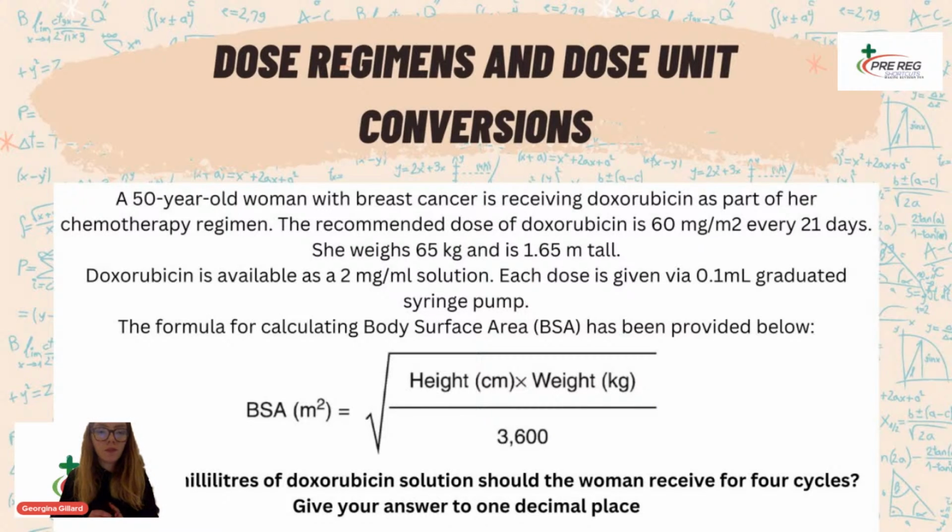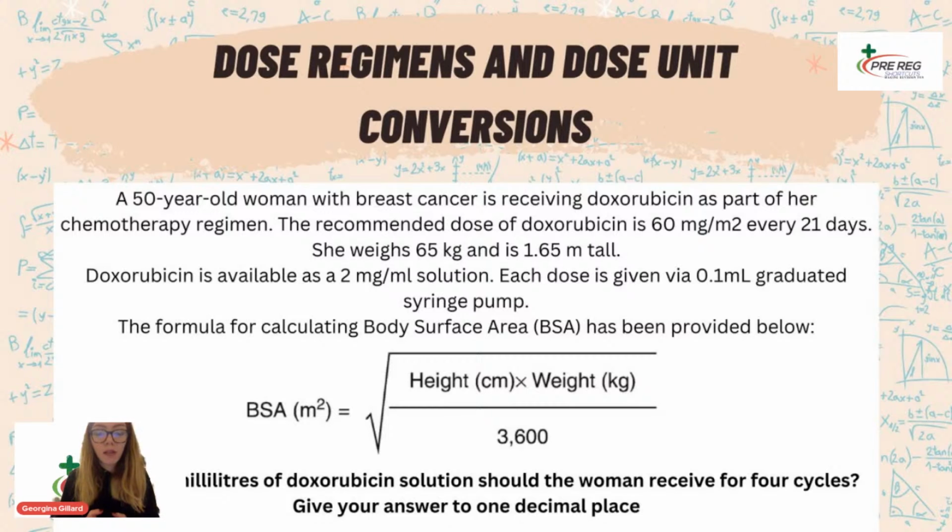The first thing is that we have a 50-year-old woman with breast cancer, and she is going to be receiving doxorubicin as part of the chemotherapy regime. We are told that the dose of doxorubicin is going to be 60 milligrams per meter squared, and that's going to be given every 21 days. So it's going to be a 21-day cycle here.